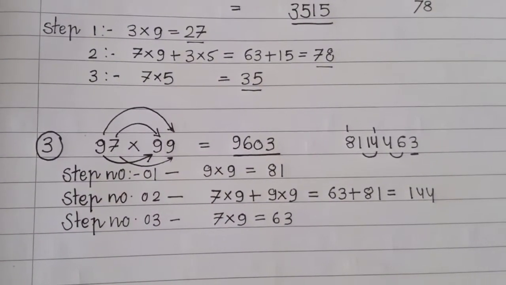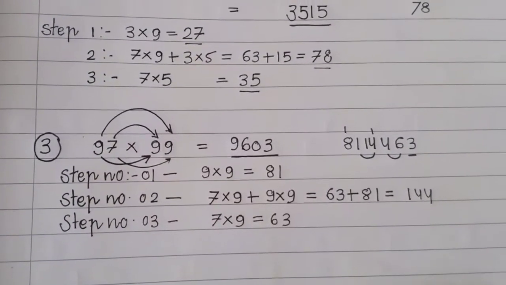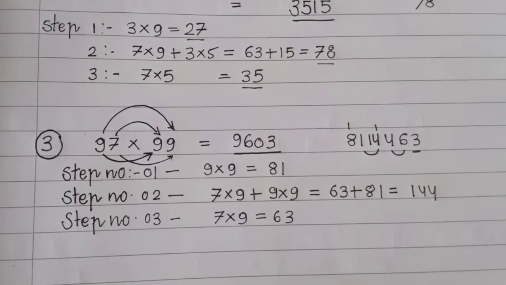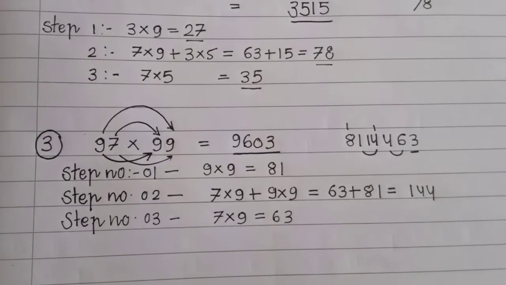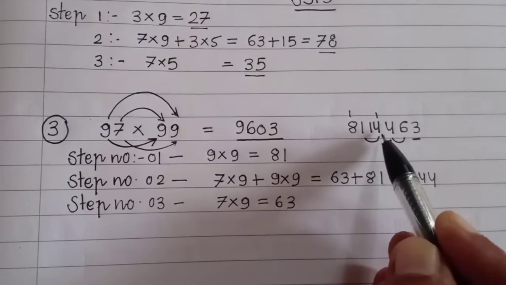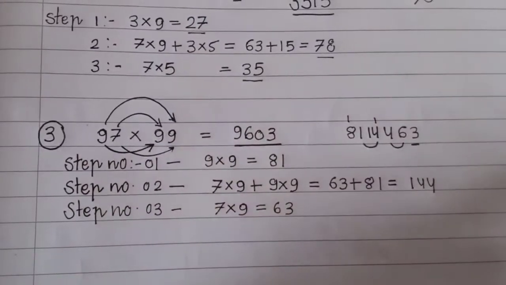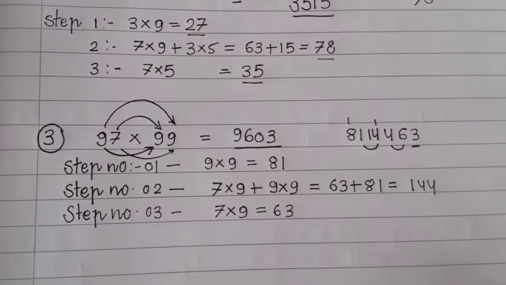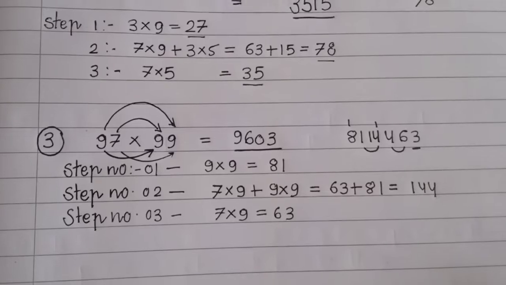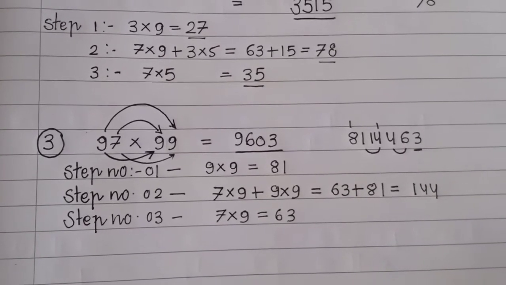Very simple. Your answer is 9603. Whenever your multiplication comes in 3 digits, then the first 2 digits you write very near to each other. That we have written here, 1 4. You see this. And the other rules are the same. So in this way we can make a multiplication very instantly. If you practice such types of questions a number of times, you will be able to solve these questions very fast.